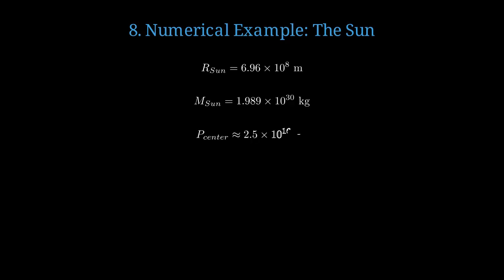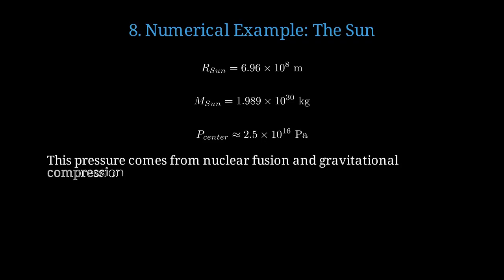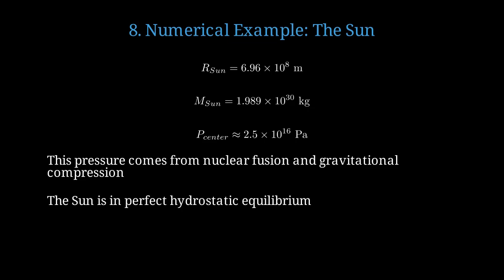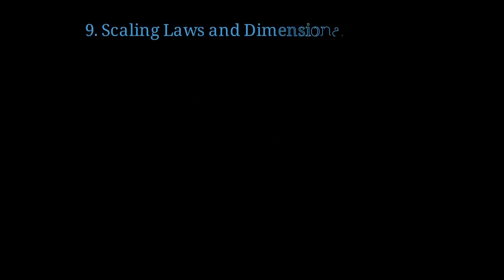At the sun's center, pressure reaches about 2.5 times 10 to the 16 pascals, billions of times atmospheric pressure. This immense pressure comes from nuclear fusion reactions and the weight of all the overlying material compressed by gravity. Despite its violence and energy, the sun maintains perfect hydrostatic equilibrium between pressure and gravity. One powerful aspect of this analogy is understanding how different physical quantities scale with size.